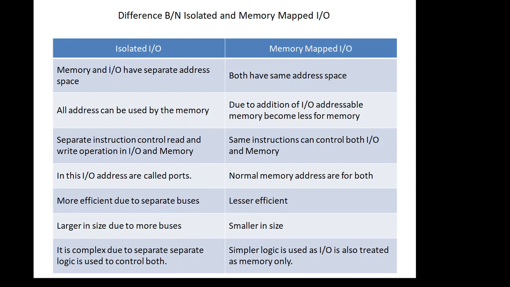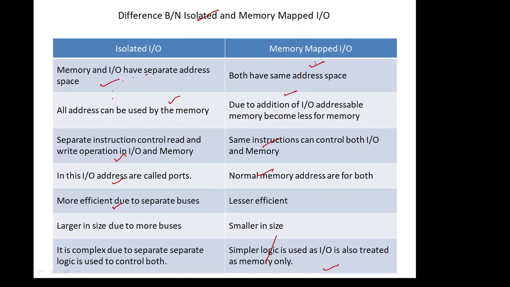As we have seen in the previous diagrams, in isolated IO, memory and IO have separate address spaces. In memory mapped IO, both share the same address space. In isolated IO, all addresses can be used by the memory. In memory mapped IO, due to the addition of IO addresses, less space is left for the memory. In isolated IO, separate instructions control read and write operations for IO. In memory mapped IO, the same instructions are used for both IO and memory. In isolated IO, the addresses are called ports. In memory mapped IO, normal memory addresses are used for both, so there is no need to call them ports.